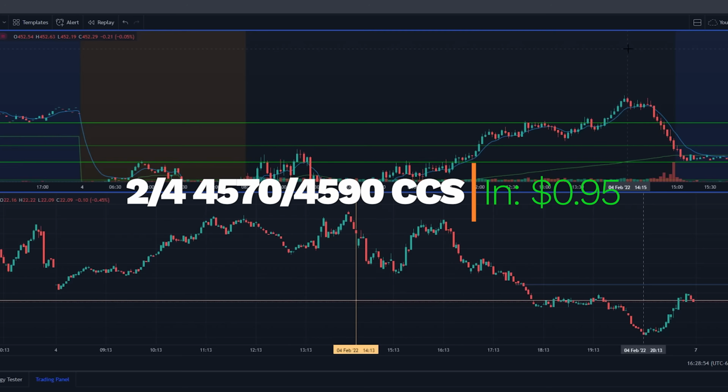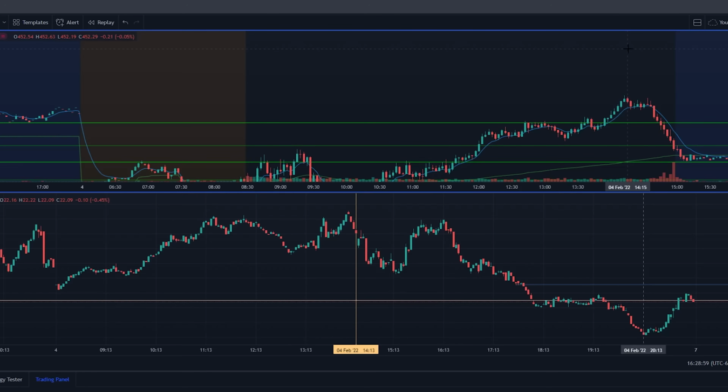credit spread. That means I wrote a call at 45.70 and purchased a call at 45.90. And I did that simultaneously at the same time. That's called a call credit spread. If you're not versed in spreads, all that means is I need the price of SPX to close below 45.70 in order for me to be profitable.